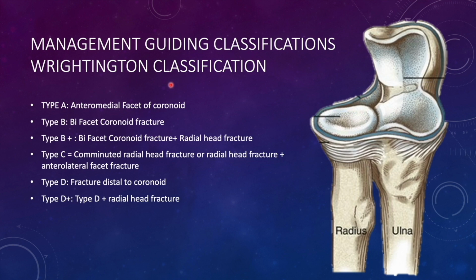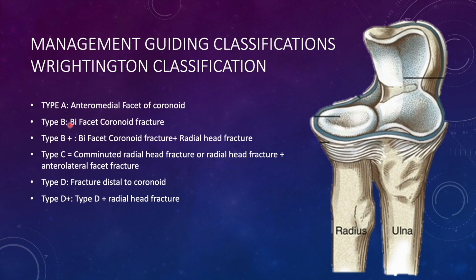So the Wrightington classification just describes this component. It doesn't tell whether there is a fracture of the olecranon or not. It just tells about this component, whether this component needs fixation or not. So in type A, there is a fracture of the anteromedial facet of the coronoid. So this facet of the coronoid is the anteromedial facet, and this part is the sublime tubercle. So whenever there is injury to the anteromedial facet, we have to fix it. The reason I will be telling in the coming slide.